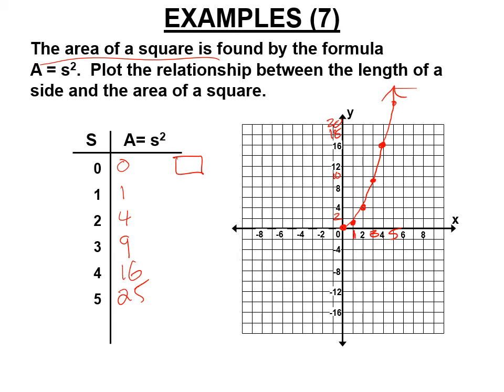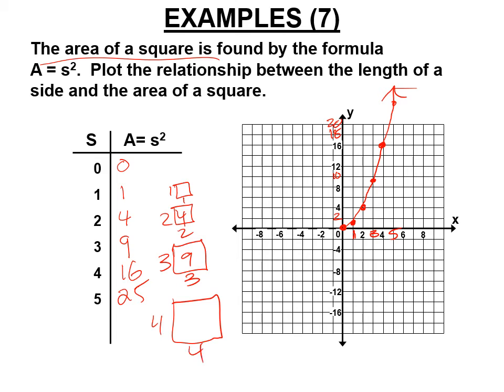We had a 0, 0 square, but then we had a square that was 1 by 1, and then a square that was 2 by 2. I should make it look more like a square than a rectangle. Then we had a bigger square. When we're getting the squares bigger and bigger, we're finding the area, right? And then 4 by 4, and then 5 by 5.